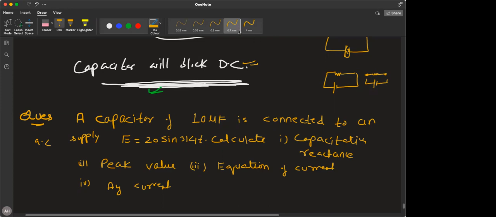So peak value of EMF or current, sir? Peak value of current. The peak value of EMF is given, it's 20. To calculate the peak value of current.